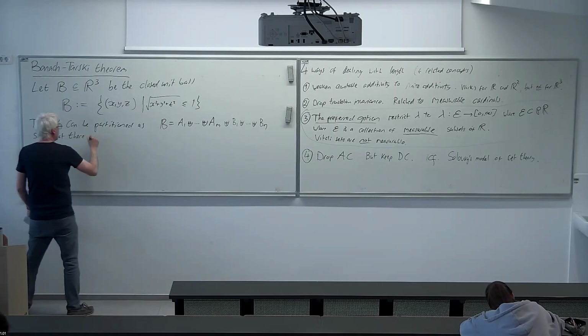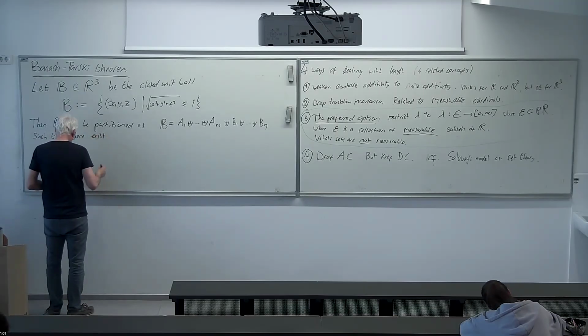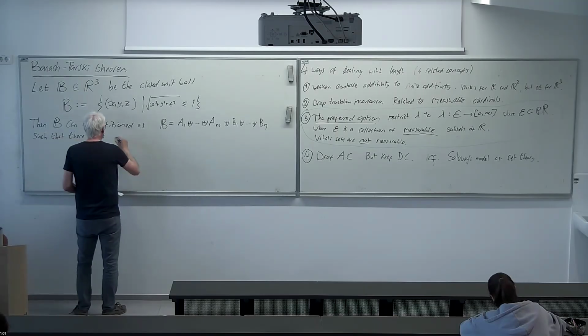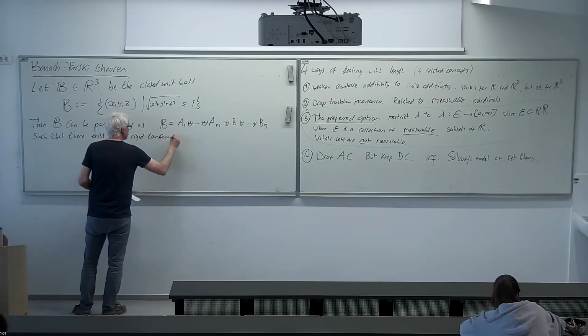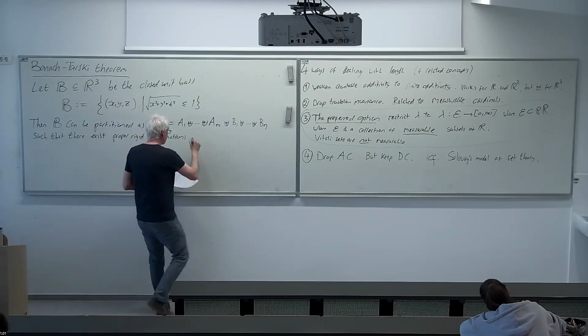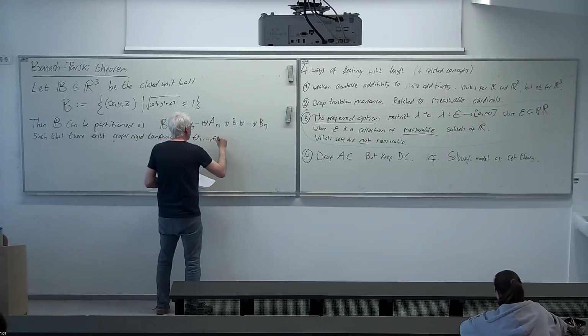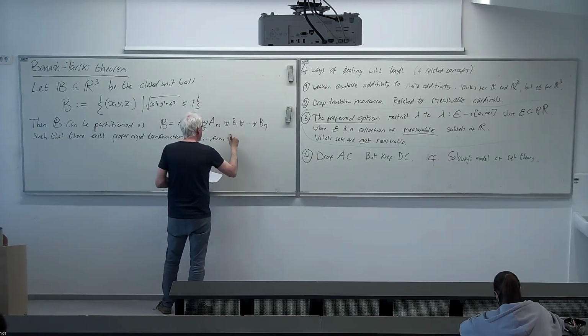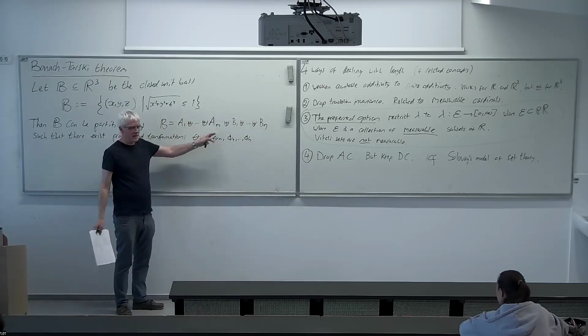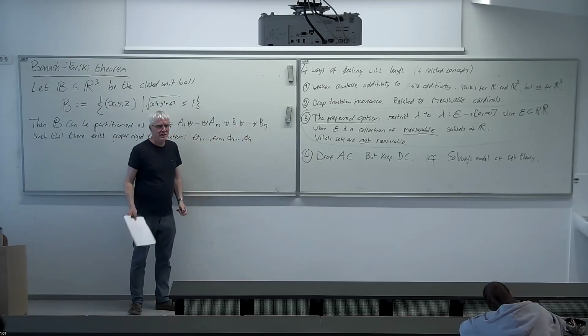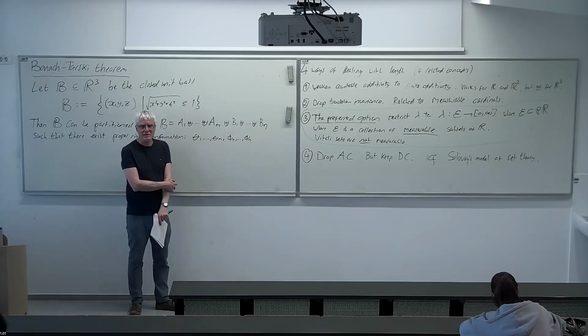there exist proper rigid transformations. Does anyone know what a proper rigid transformation is? I'm going to call them theta and phi. So we've got M thetas for the A pieces and N phis for the B pieces. Does anyone know what a proper rigid transformation is, or what a rigid transformation is?